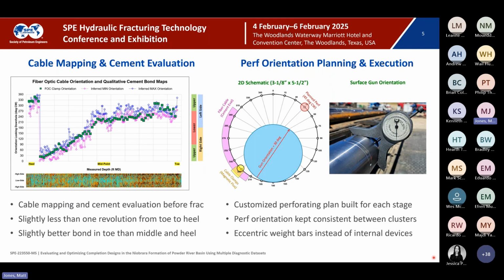So we used eccentric weight bars for this well, and built a customized perforating plan for every stage where we do account for gun eccentricity, meaning in horizontal wells, guns lay on the low side of the casing. There is a difference between your gun orientation and your planned perf orientation. We did keep perf orientation consistent between all clusters and stages. There's a tremendous amount of risk and human error involved if you try to plan certain perfs within your stage at different orientations relative to others. So we just eliminated that.